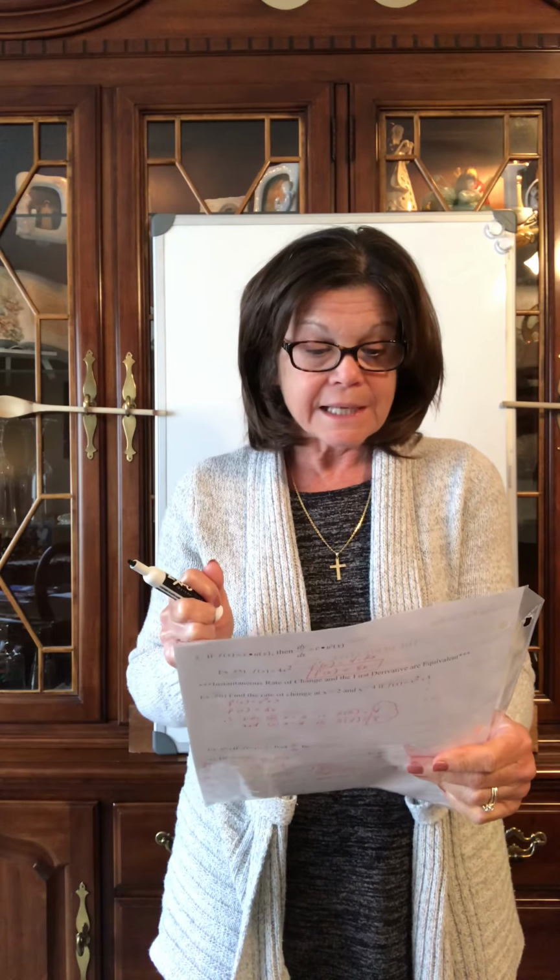So derivative rules. I'm going to run through these pretty quickly. Most of what we're doing today is review. Rule number one, if f of x is y equals c, a constant, like y equals 5, it's just a horizontal line at y equals 5, it's a constant function, then the derivative is 0.